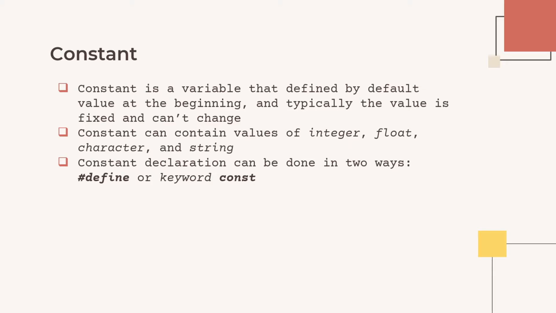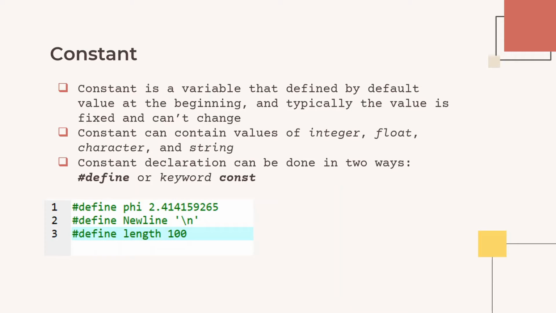Declaration of constant using hashtag define is easier to do because it is a preprocessor directive. This syntax is put together with the include statement above the main function. This is an example of the syntax format. The syntax format is hashtag define, then the constant name, and then the value. Declaration using define does not require an equal sign to input a value into the identifier, and it is used without ending with a semicolon.